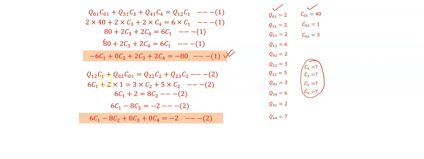And similarly for equation 2, if we plug in these values, so Q12, the known values are written here. If we plug in all these values, the final equation we get is 6C1 minus 8C2 plus 0C3 plus 0C4 is equal to minus 2. So we got 2 equations.